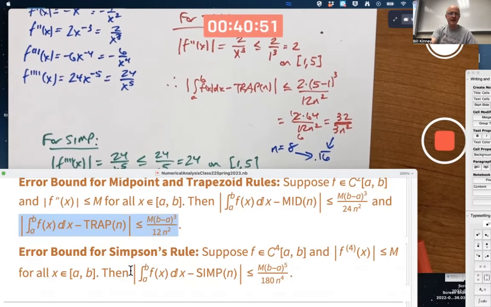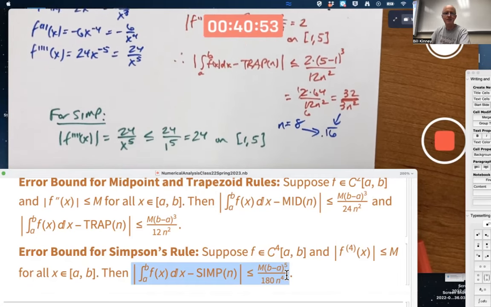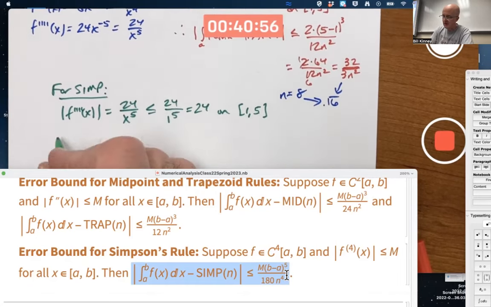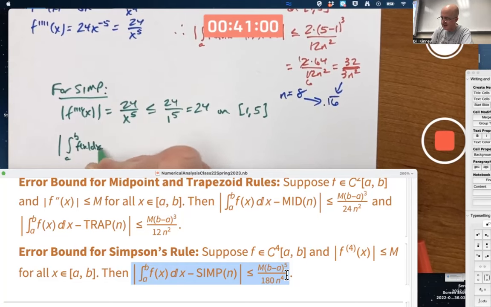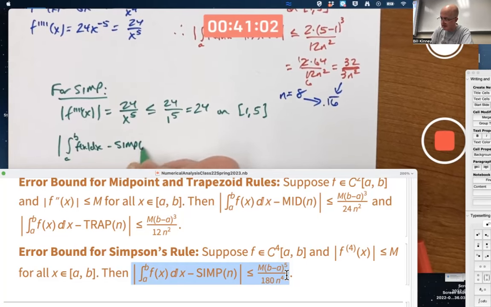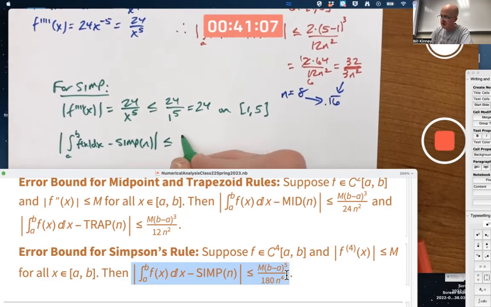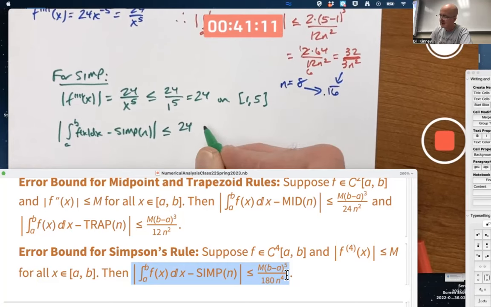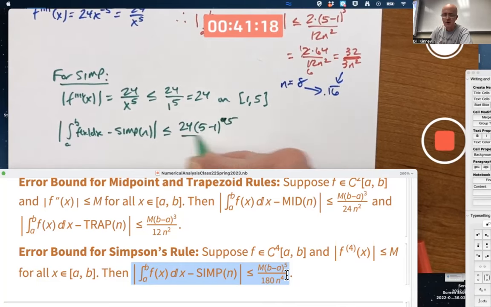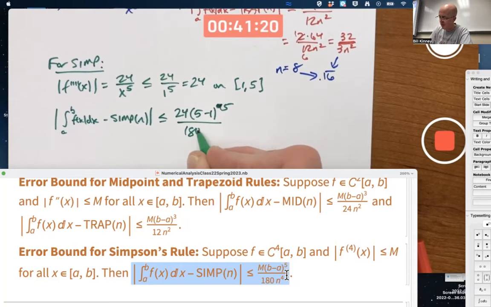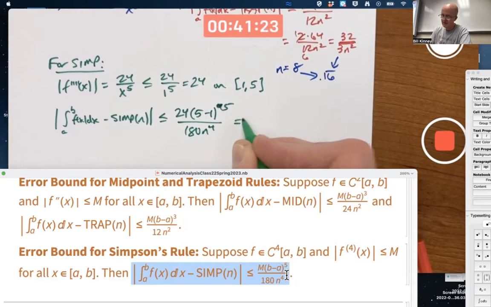In the Mathematica document here, we only use that. So the absolute error in this case is less than or equal to m, which is now 24, times b minus a, which is 5 minus 1, to the fifth power, over 180 n to the fourth. Yeah, this is not such a small quantity.